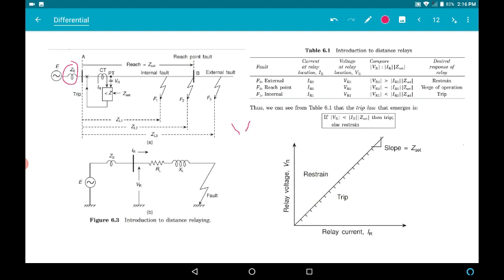What we can do, instead of measuring the current only, is take the ratio of voltage and current, which is nothing but the impedance. With this ratio of voltage and current, we can check whether our impedance is greater than, less than, or equal to a particular value. Accordingly, if we set the relay operation, it will perform better, right?